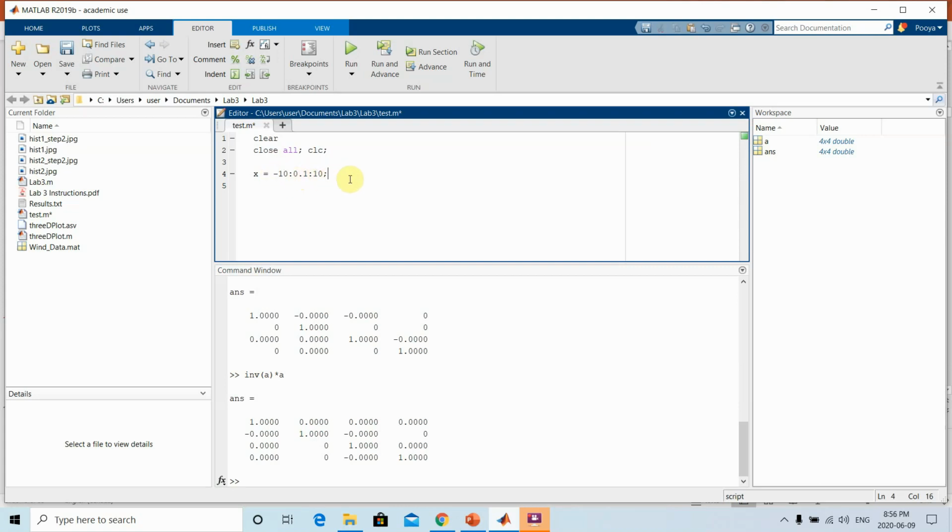Or another way of doing it is x is equal to linspace. Let me just do it like this, put it as a comment, not this. x is equal to linspace(-10, 10, and the number of points that you want to have, let's say 1000).